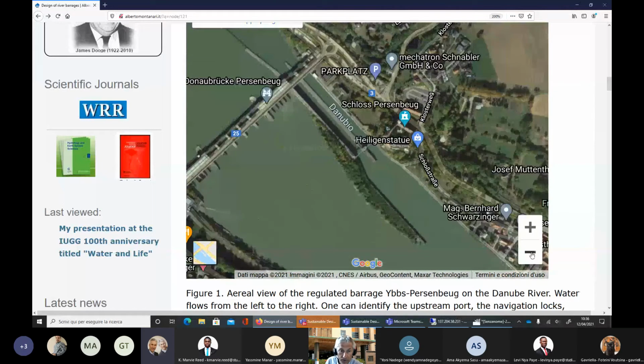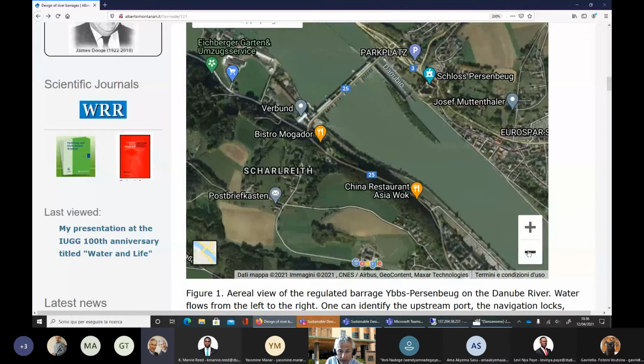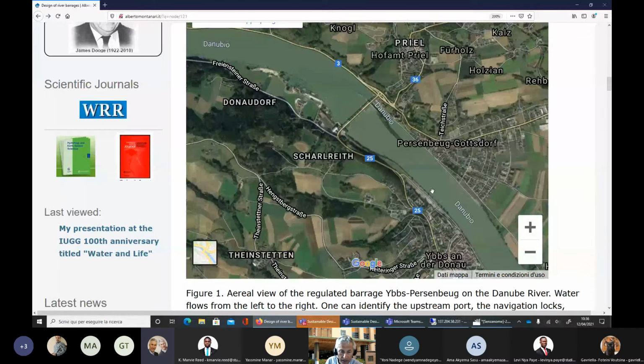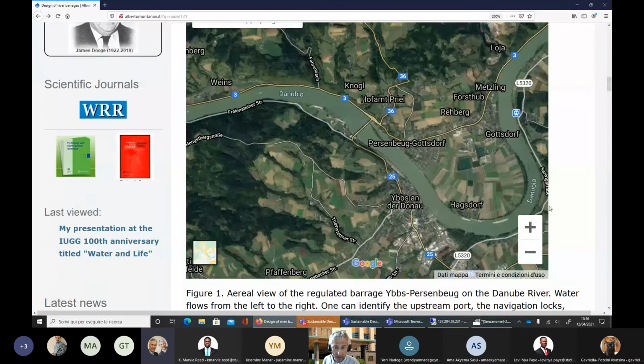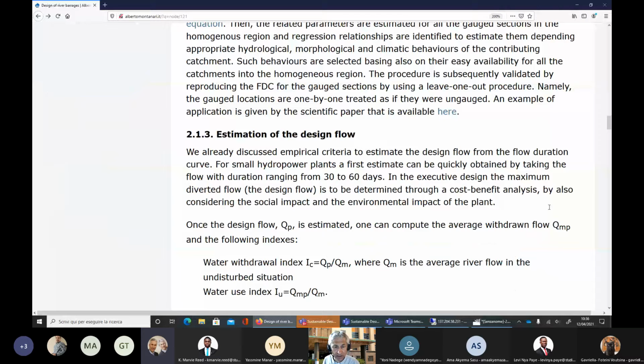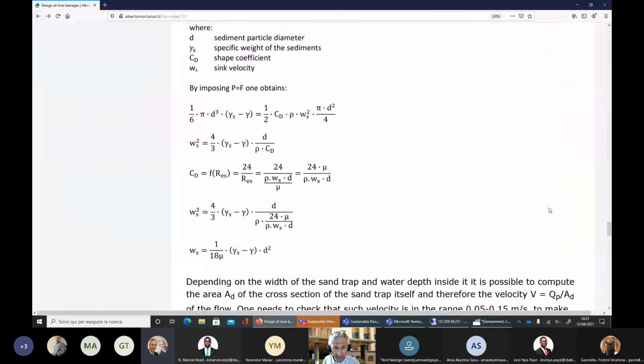Okay, you can play with this figure to see an example. And this is an example of a regulated barrage. Now, another example of an unregulated barrage is given by, I browsed down my web page.